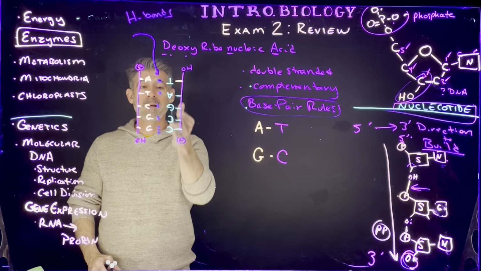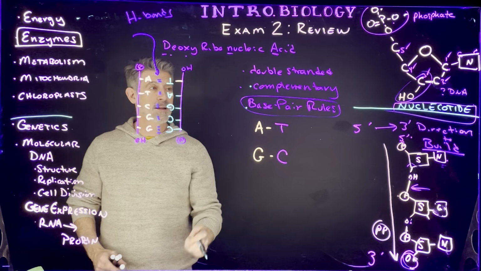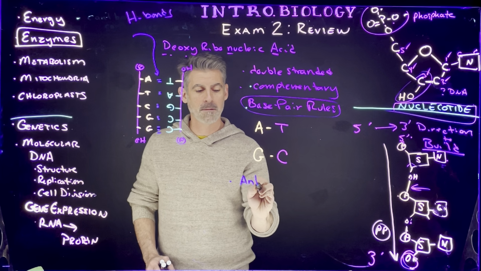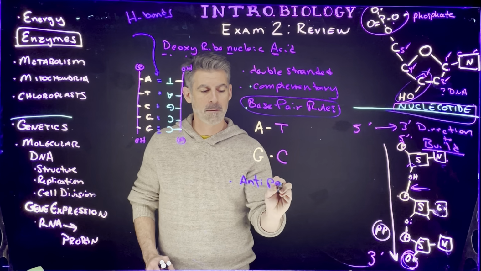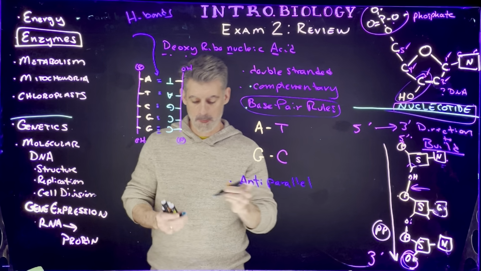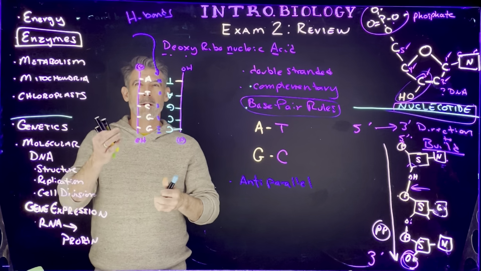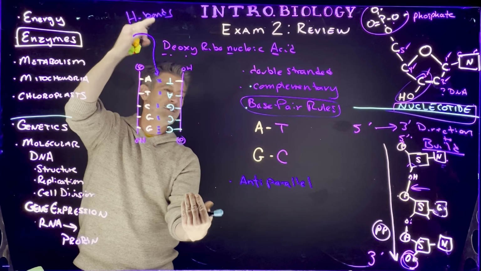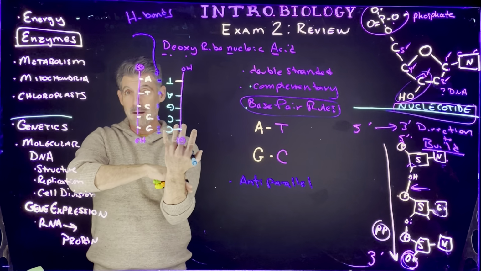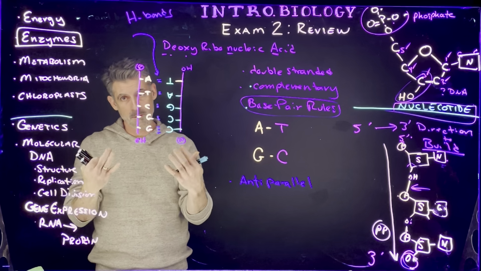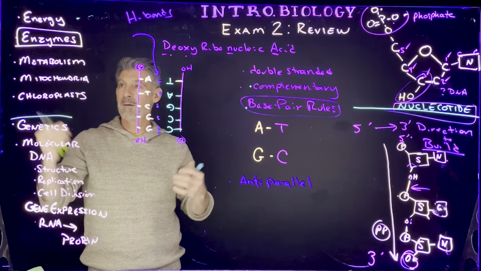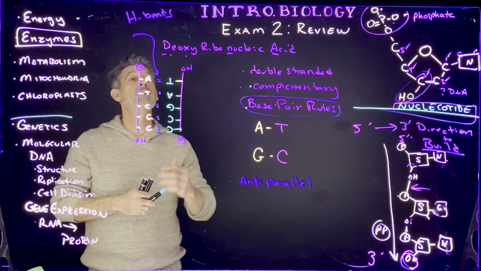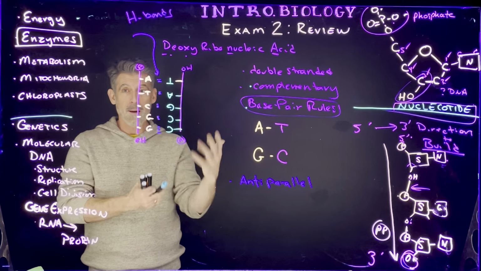Now, why did I draw this one upside down? The strands are anti-parallel. So it's not phosphate and phosphate. You can see they're kind of opposite each other. One is upside down compared to the other. That's also important in terms of the DNA replication process and why it works the way it works. So it's important to know that part of the structure.